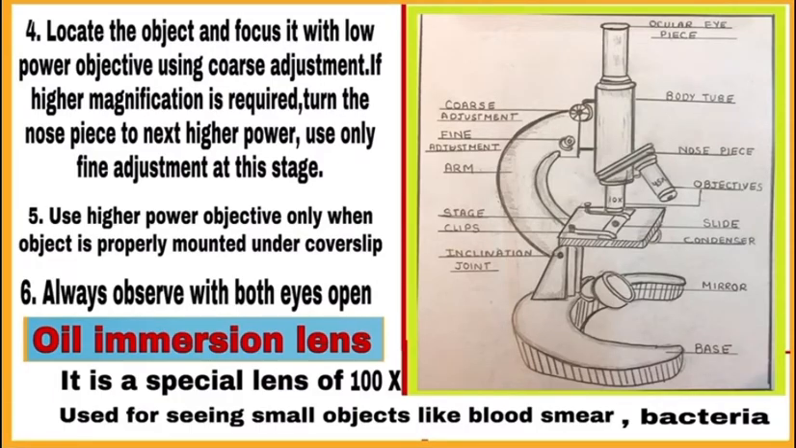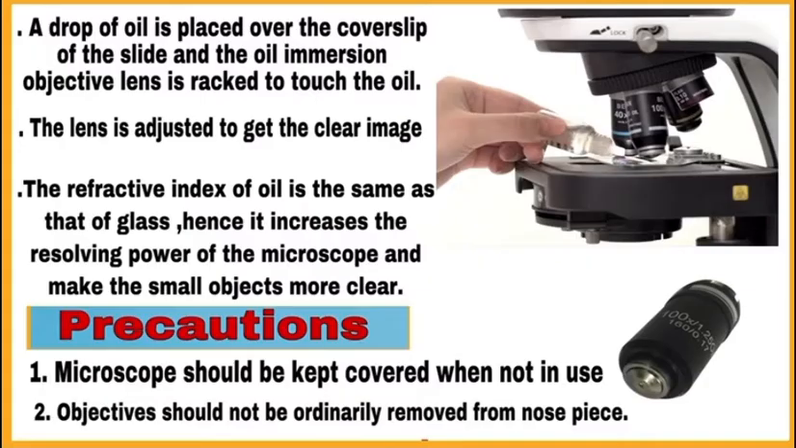After this, now write about the oil immersion lens. It is a special lens of 100x power and it is used for seeing small objects like blood smear and bacteria. A drop of oil is placed over the cover slip of the slide as shown in the picture and the oil immersion objective lens is lowered to touch the oil. Then the lens is adjusted to get a clear image. The refractive index of oil is the same as that of glass. Hence, it increases the resolving power of the microscope and makes the small objects more clear.